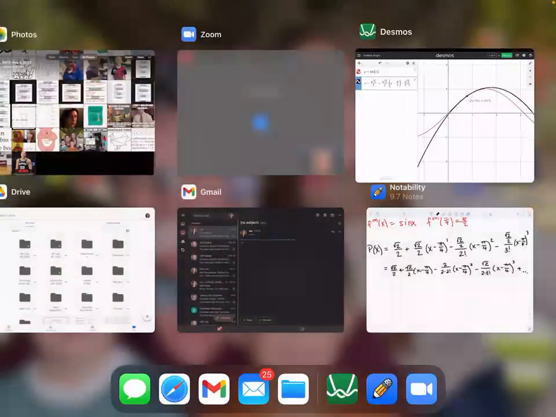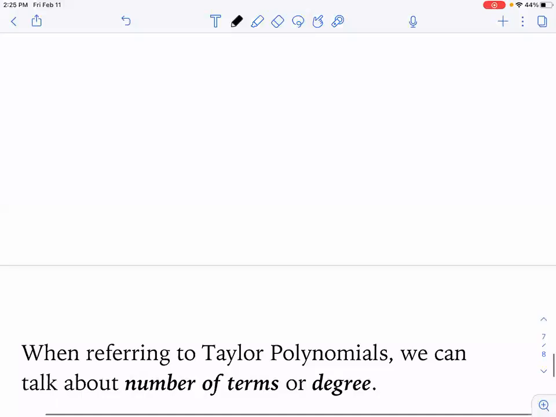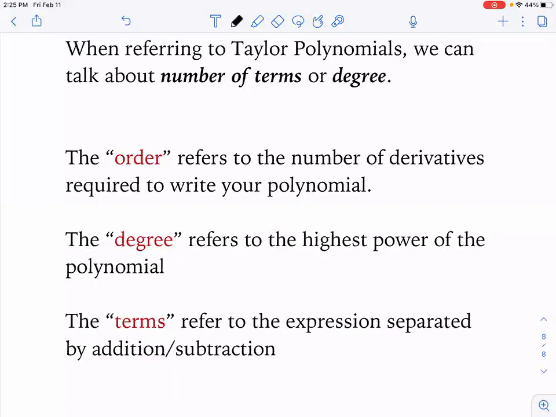Okay, now let's talk about some terminology before I send you home for the weekend. Okay, the order refers to the number of derivatives required to write your polynomial. The degree refers to the highest power, and terms refer to the expressions separated by addition and subtraction. So sometimes I'll say find the first 5 non-zero terms, which is not going to be a 5th degree. Okay. Order, degree, terms. We need to understand the difference between all of those and how it affects the question that I'm asking you.